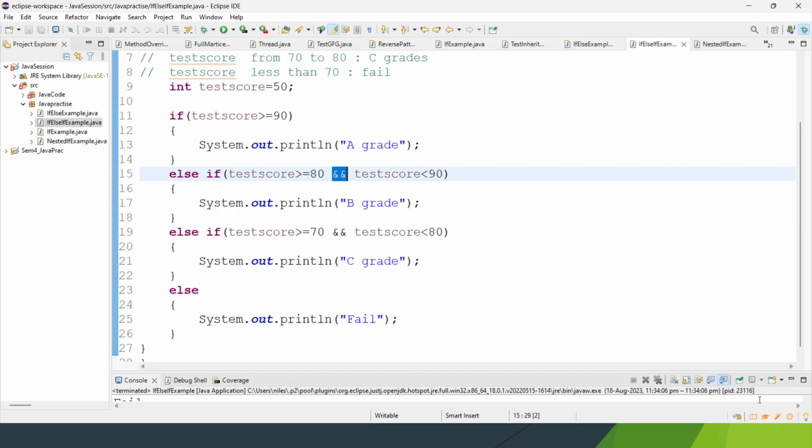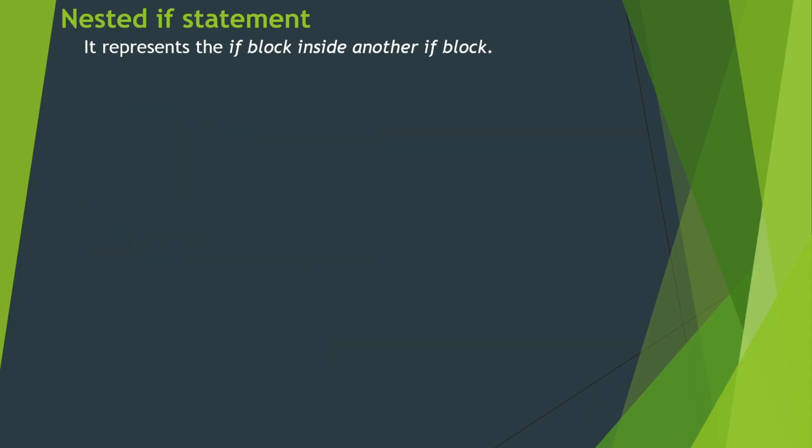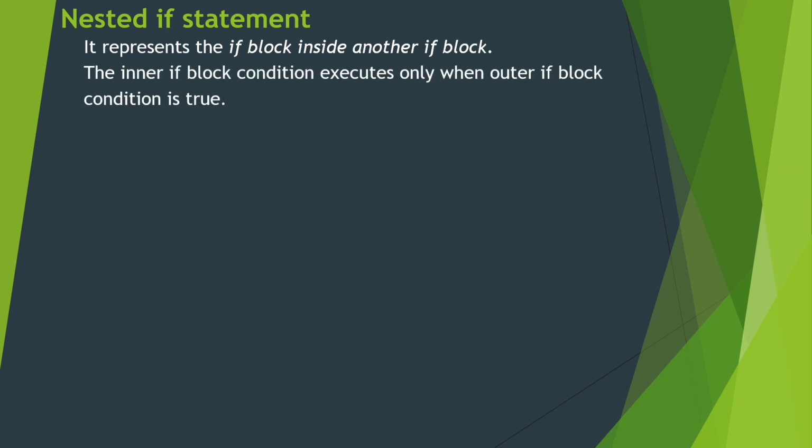Now the last we have nested if else. By the name suggests, what is nested? One if is inside another if. So it represents the if block inside another if block. Both the blocks are if only, but one if is inside the other. So the inner if block condition executes only when the outer if block condition is true. Correct? That is obvious, right?